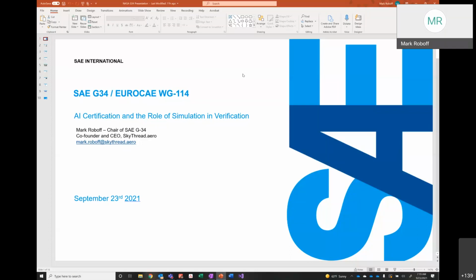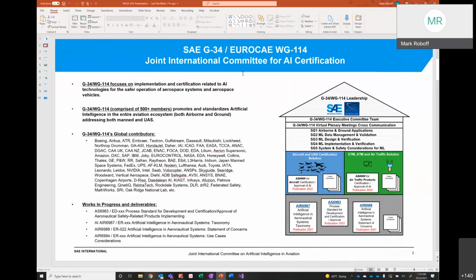So G34 is comprised of over 500 members. That's aerospace engineers and research scientists, technical fellows, certification experts, even a few business development executives from across the global aerospace and aviation community. It's Boeing and Airbus and Embraer.